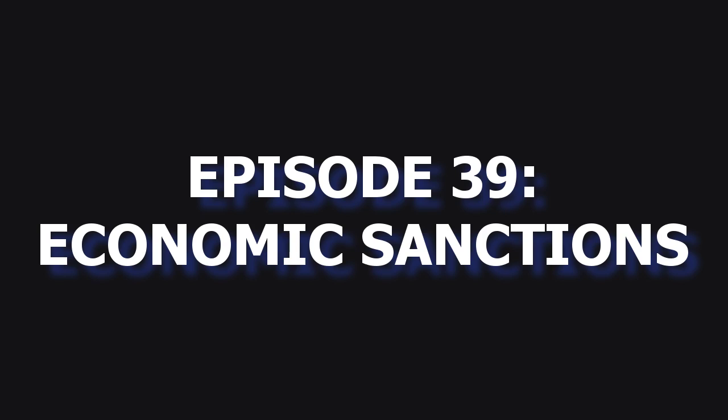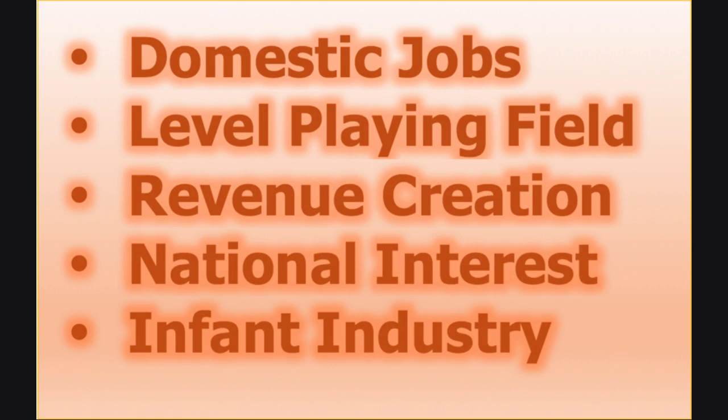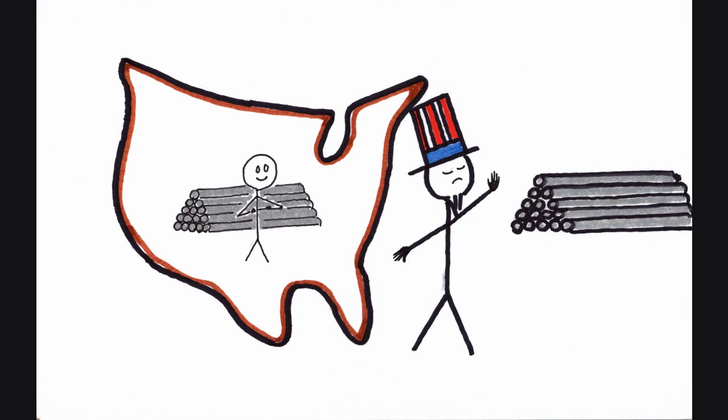In episode 35, we took a look at the economic reasons that a country might have for establishing trade restrictions, all of which revolved around protecting the economic interests of domestic producers. A completely separate category of trade restrictions are those that are not economically, but rather politically motivated. Such restrictions are referred to as economic sanctions.